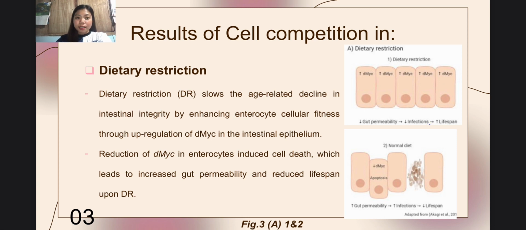Let us first discuss the results of cell competition in dietary restriction. Using D. melanogaster, it is proved that dietary restriction slows the age-related decline in intestinal integrity by enhancing enterocyte cellular fitness through upregulation of dMyc in the intestinal epithelium. Reduction of dMyc in enterocytes induces cell death, which leads to increased gut permeability and reduced lifespan upon DR.